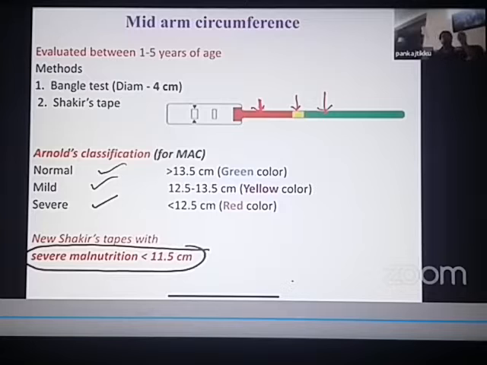So originally, severe malnutrition was defined as less than 12.5 centimeters. But now if someone asks you, what is the definition of severe malnutrition? Severe malnutrition now is defined as less than 11.5. So more than 13.5 remains normal. So it is now 11.5 to 13.5, which becomes mild malnutrition, and less than 11.5 centimeter becomes severe malnutrition. So there is a change. If someone asks you, what is the current definition of severe malnutrition? The current definition of severe malnutrition is mid-arm circumference less than 11.5 centimeters.